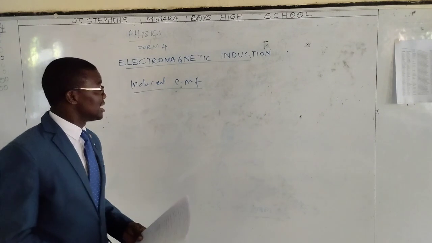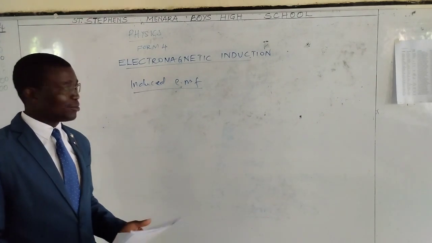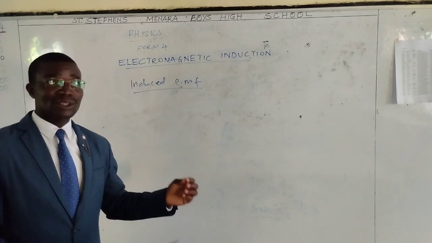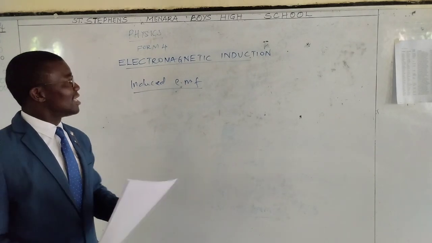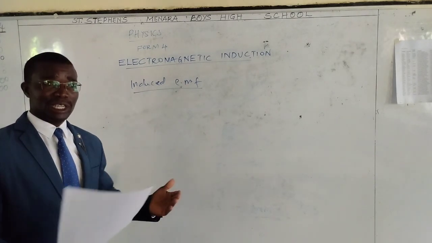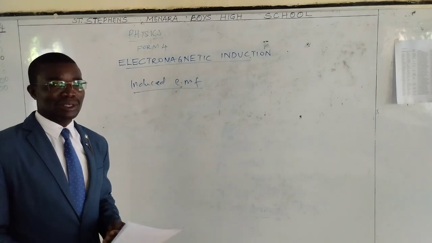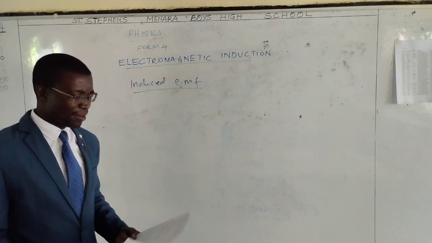The third factor is the number of turns in the coil. And you find that EMF is induced in each turn of the coil. The larger the number of turns, the higher the induced EMF, because cumulatively, if there are so many turns and in each turn is induced EMF, put together, there is higher induced EMF.